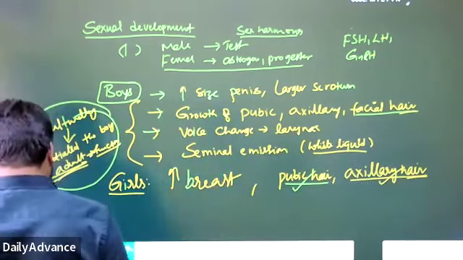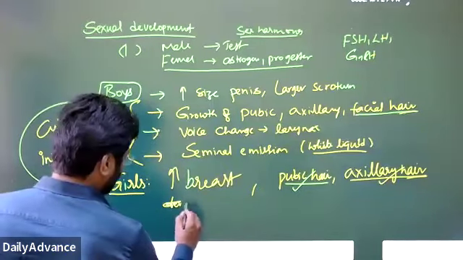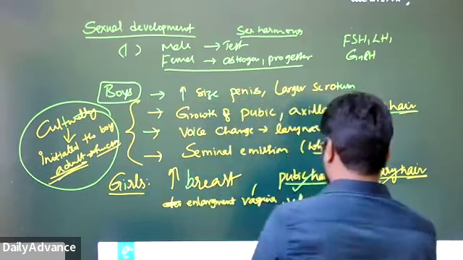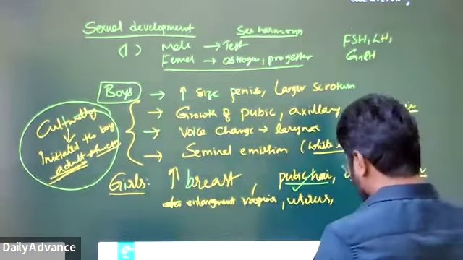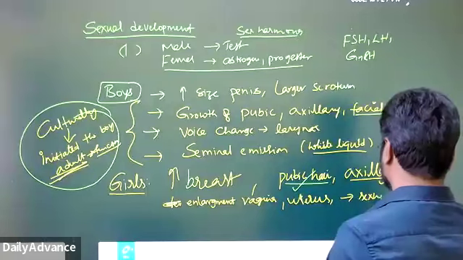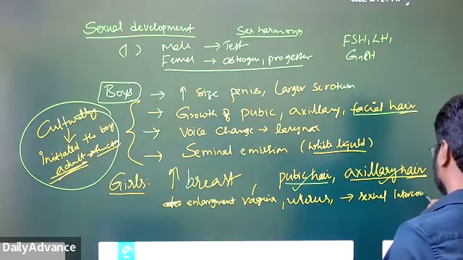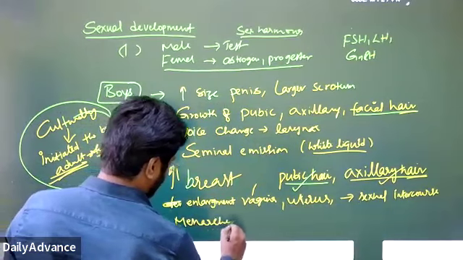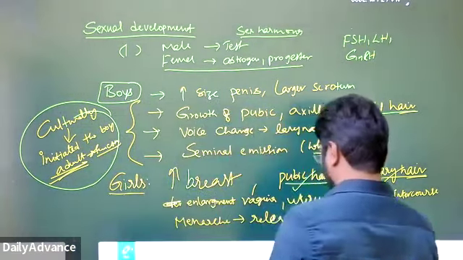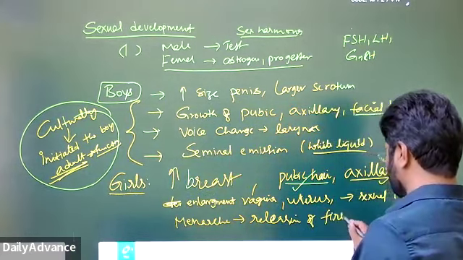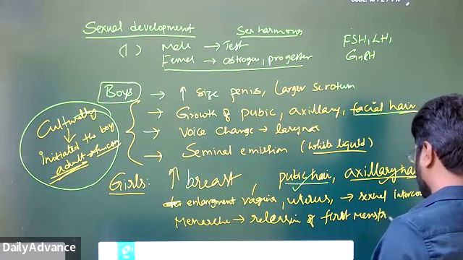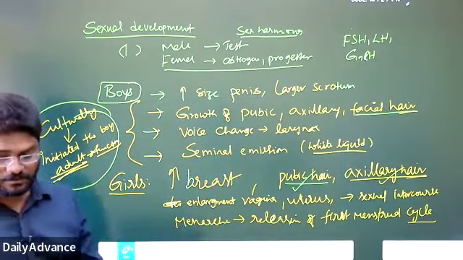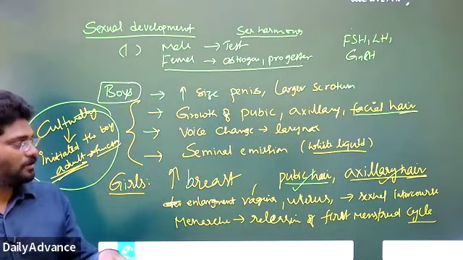Another character is the development or enlargement of the vagina and uterus, so that sexuality appears and sexual intercourse becomes possible. And finally, menarche, the release of the first ovum, the first menstrual cycle. We clearly discussed menarche, what hormones are involved, and how the ovaries and fallopian tubes respond. So these are all the things.